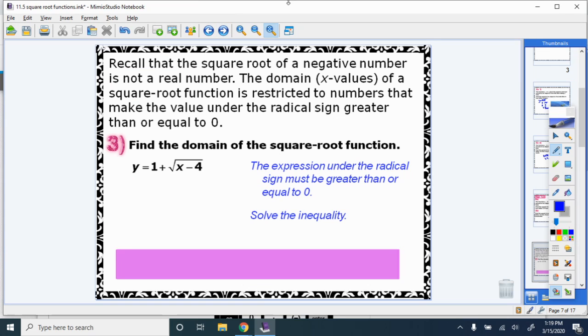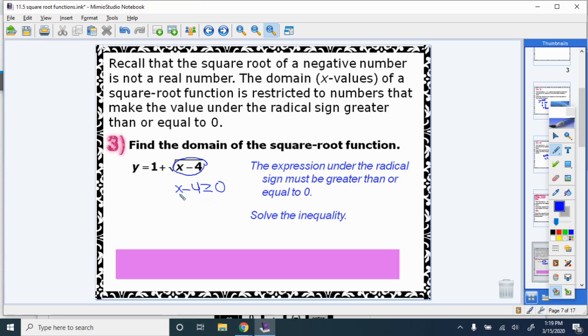Okay, now this looks a little different. Recall that the square root of a negative number is not a real number. The domain, the x values of a square root function, is restricted to numbers that make the value under the radical symbol greater than or equal to 0. So to find the domain, you take the expression underneath the radical symbol and you set it greater than or equal to 0. What we're finding here are numbers we can plug in that will make our y values real numbers.